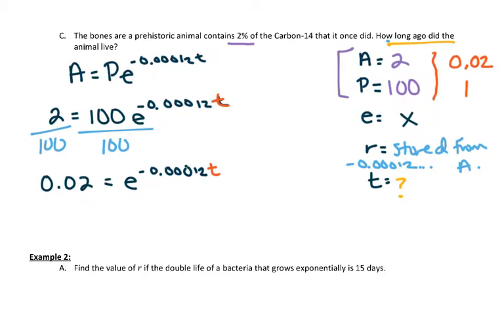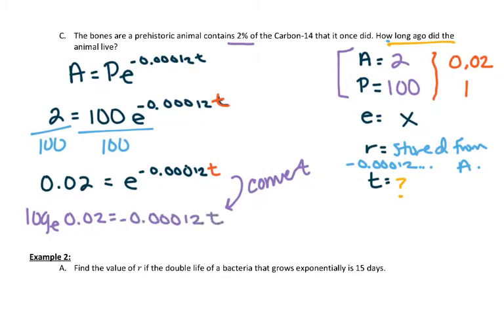Okay, so the next thing you're going to do is I would go ahead and convert, because that's the easiest way to solve these. So we're going to have log base e of 0.02 equals the exponent, which is negative 0.00012t. All right. This log base e is just ln. Remember that. So here I'll change it.